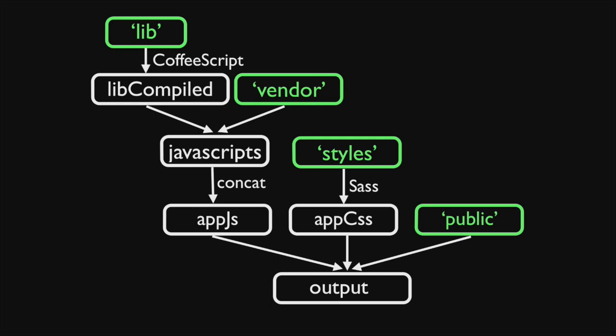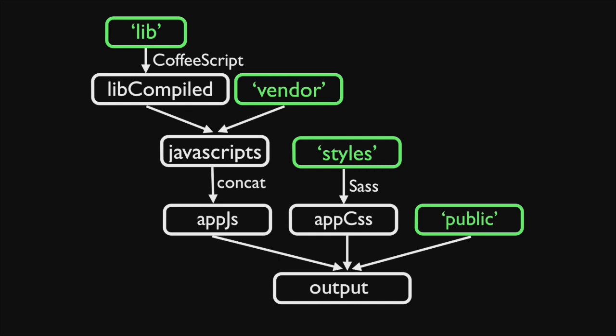So let's see what's going on here. We take the tree of files in the lib directory, we run it through the CoffeeScript filter, and have a virtual tree called libCompiled. Note that we do not need to have a temporary directory here. We do not need to manage all these intermediate build outputs. Broccoli manages that for us behind the scenes.